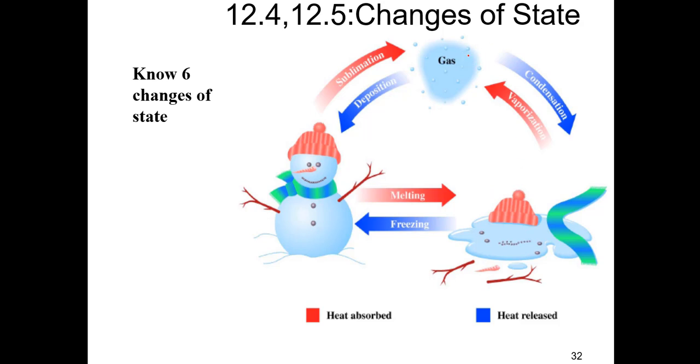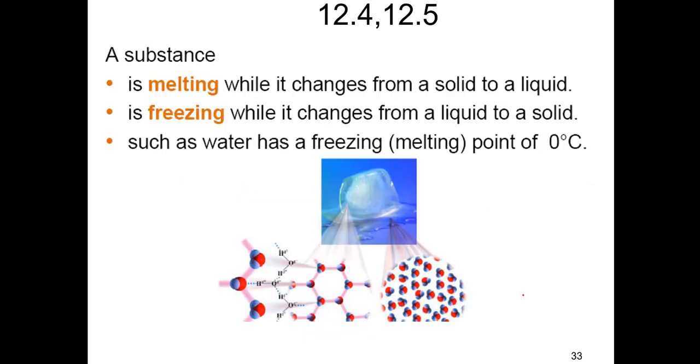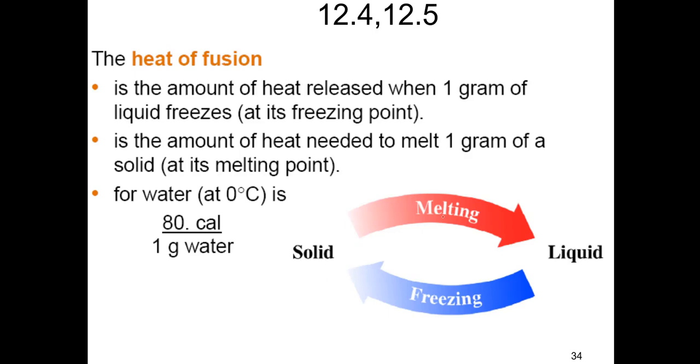Conversely, if you want the particles to slow down, you need to take heat out. So enthalpy needs to leave, the energy needs to leave, going from a gas to a liquid. And that's heat is released. And then the same thing from a liquid to a solid. Enthalpy needs to leave, so heat is released. So make sure you know the 6 changes along with whether heat is absorbed and released. And then this gives you examples.